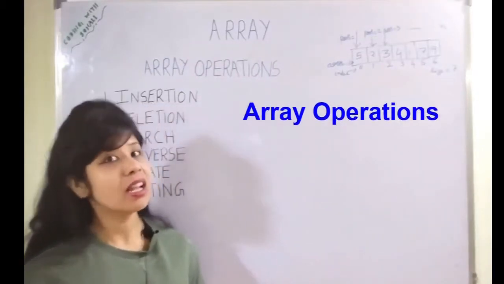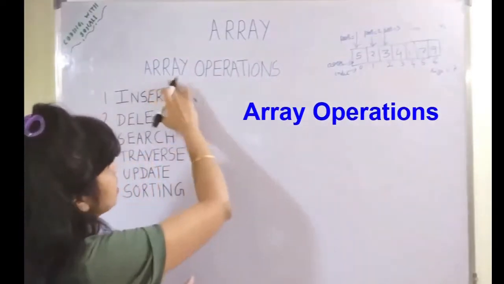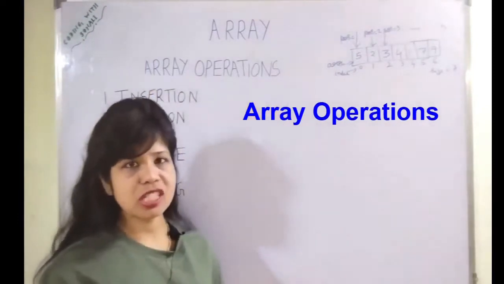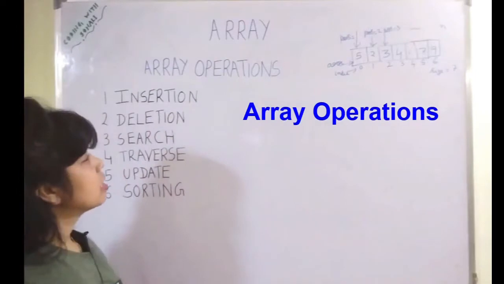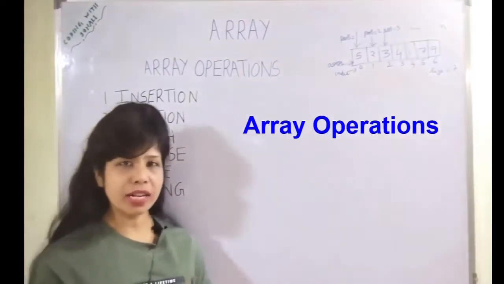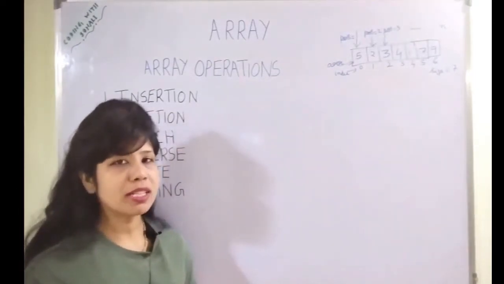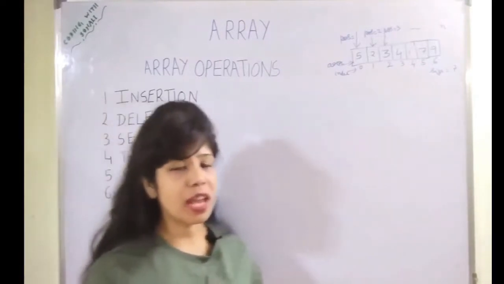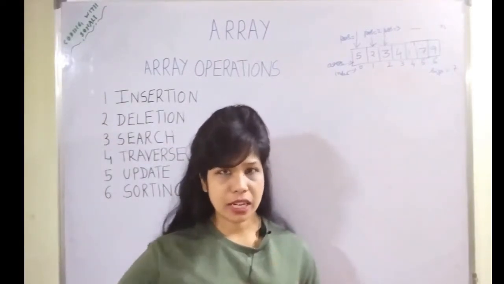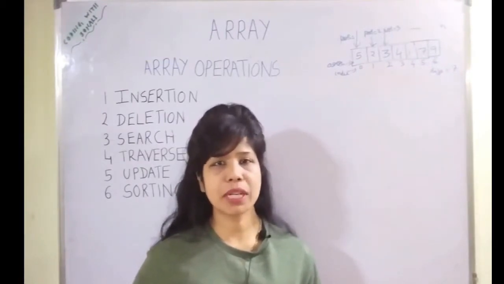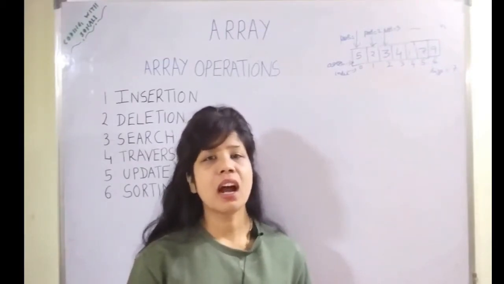So today in this session we will be understanding about the array operations which are performed. Here we will be seeing different operations which are performed on the one-dimensional array. We know what an array is. An array is a collection of n number of elements of the same data type which are arranged in contiguous memory locations one after the other.